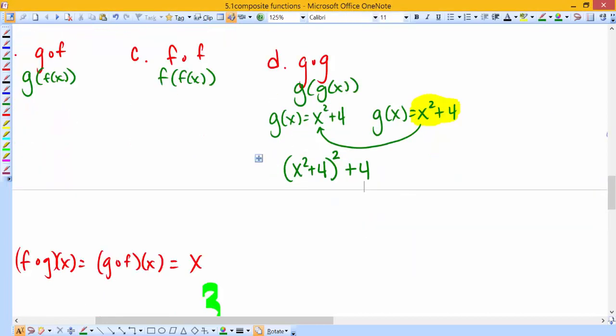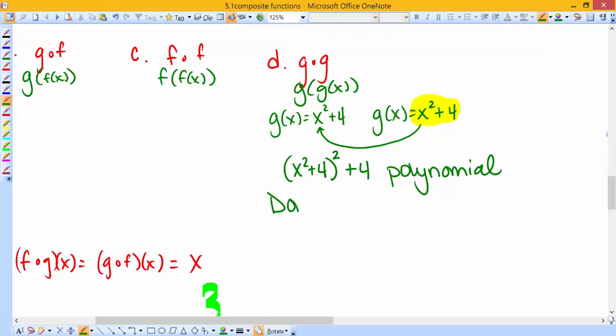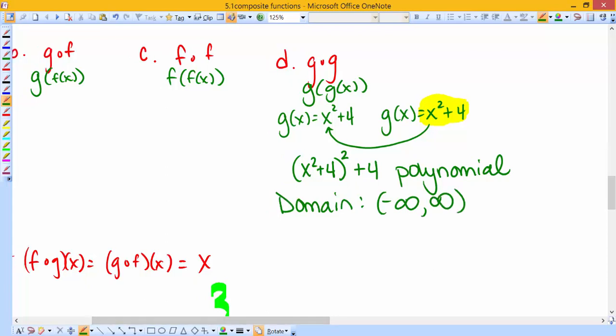Now I'm not going to multiply this out. I don't want to. I need to recognize that this is a polynomial. And since the directions were to find the domain, I need to remember that the domain of all polynomials is negative infinity to infinity. There's no square root. There is no fraction with x in the denominator. Pay attention to those things.